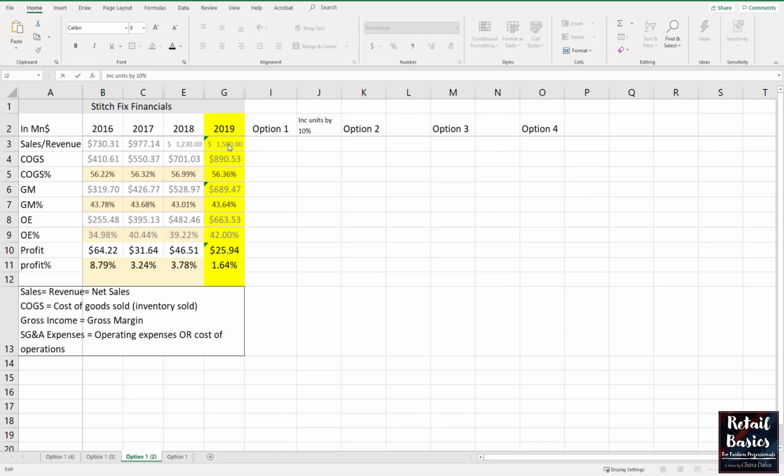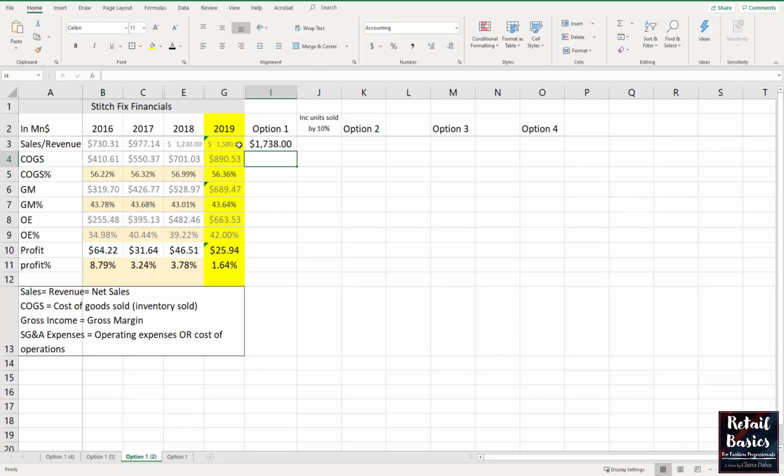Here we'll start with 2019 figures and explore the 4 options for profitability. Option 1 would be to increase units, let's say by 10%. A 10% increase in unit sales will increase sales by 10%. So the new sales is going to be that much.